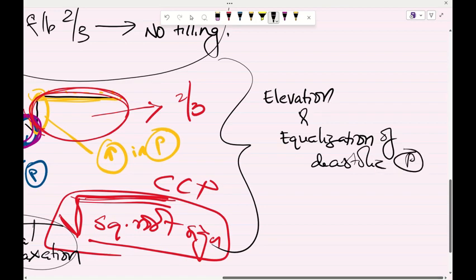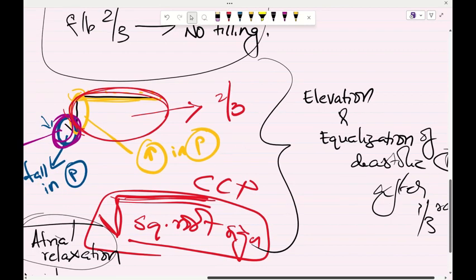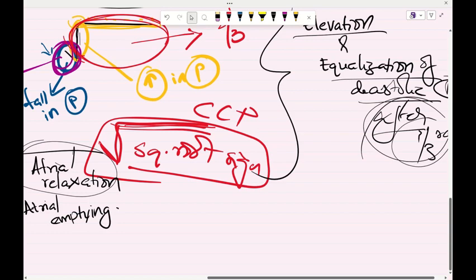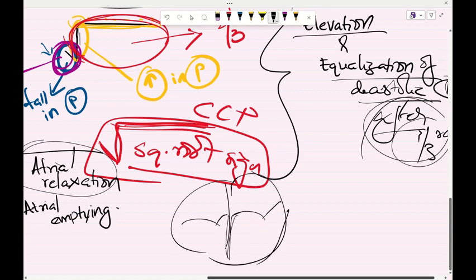Diastolic pressure when? After one third. So when is the pressure increasing? And then when is it becoming constant? After this first one third only, the pressure is increasing. So elevation and equalization of diastolic pressure occurs, but only after one third. That is very important in CCP. The diastolic pressure is increasing here, but after one third, after all the filling of the ventricle.